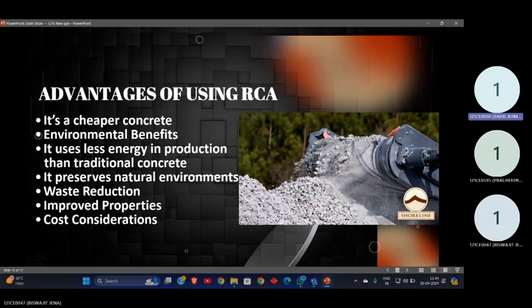Improved durability. While the properties of recycled aggregate concrete may vary depending on the quality of recycled material, properly processed and selected recycled aggregate can provide comparable or even improved durability and performance compared to conventional concrete.